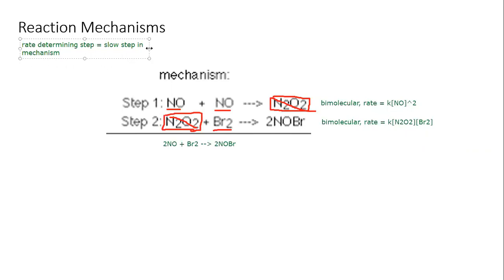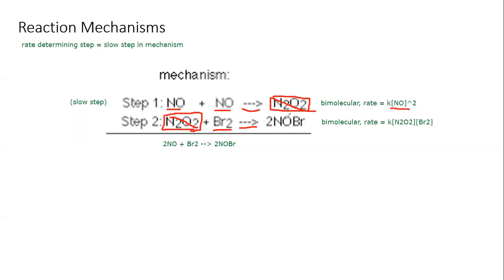And since it's not given to us in this problem, I'm going to assume that the first step is the slow step. And the reason I'm going to assume that the first step is the slow step is you notice in this mechanism, both steps have an arrow pointing one direction. And the slow step is the step we use to write the rate law. And so if we use the first step, we see that the rate law only contains NO.